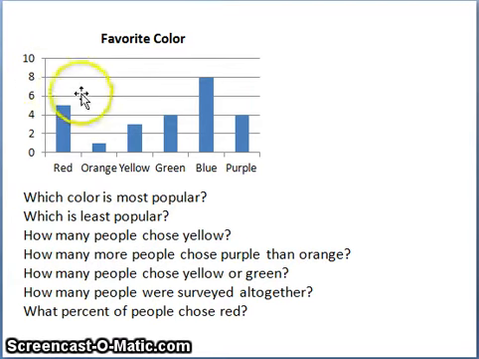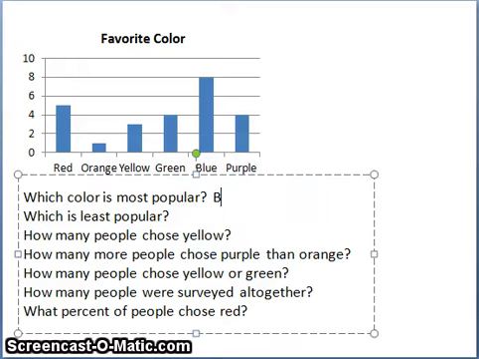So all I need to do to see which color is most popular is to look at the graph and say which one of these bars is higher, which one represents the most number of votes or people, and that would be this one for blue. So blue, 8 people chose blue, so which color is most popular? Blue, because it has the highest bar.